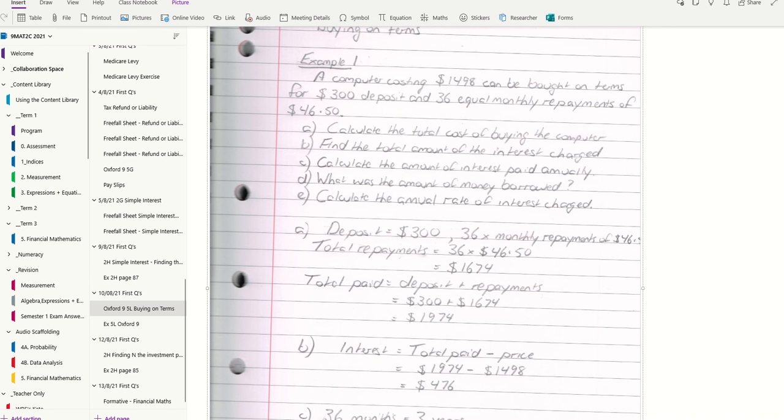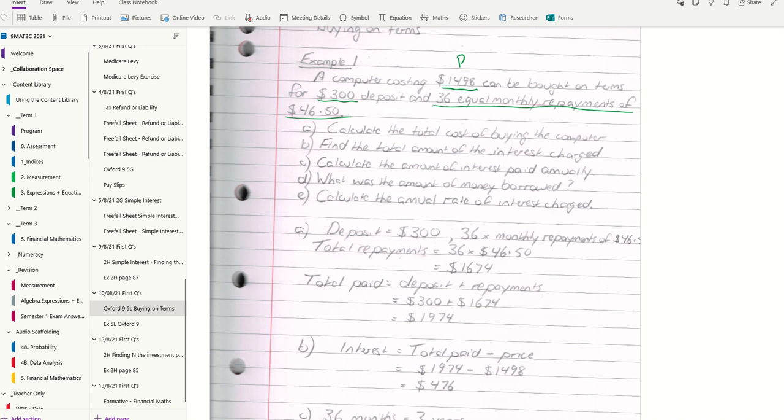So example one, a computer costing $14.98, so that's our P, can be bought on terms for $300 deposit. So a deposit is what you pay. There is no deposit in your assignment, but in this case, a deposit is what you pay in the first place. You pay it straight away, and then you pay off the rest of the value. And there's 36 equal monthly repayments of $46.50.